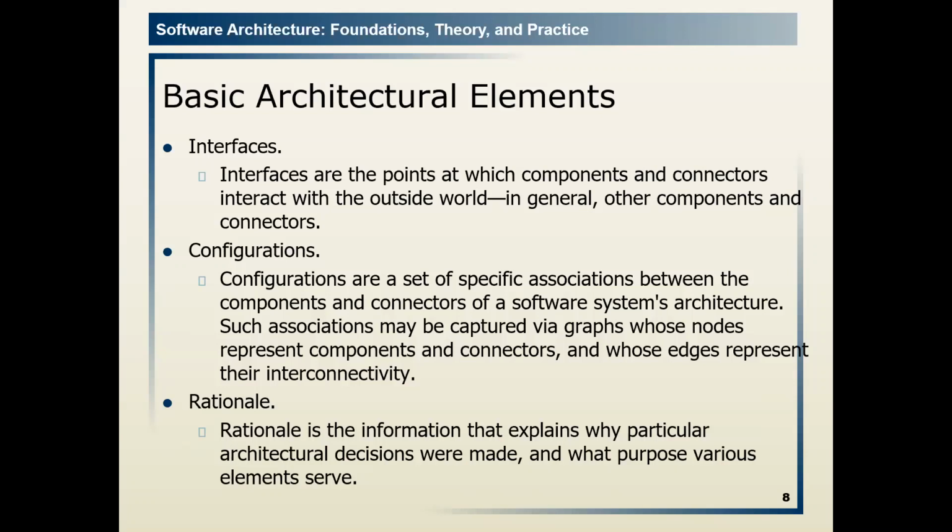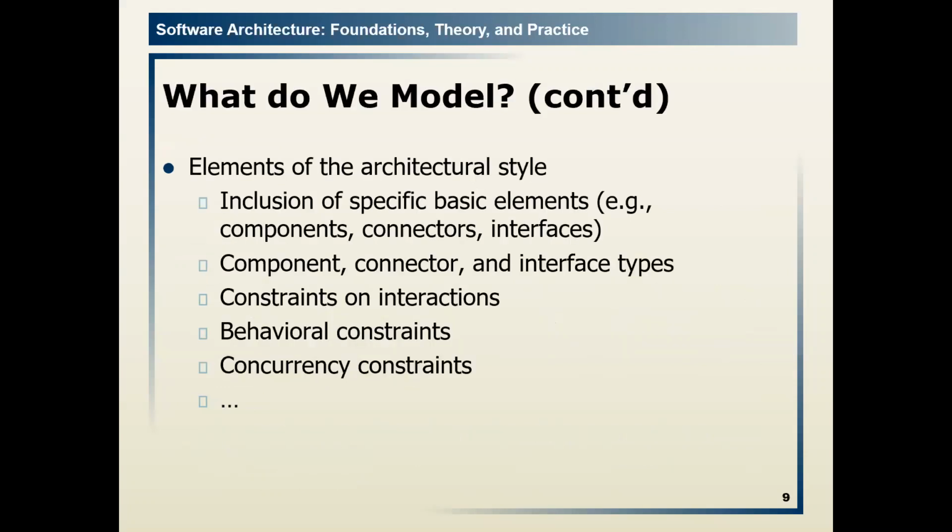Then the reasons behind, or the rationale, is the information that explains why particular architectural decisions were made and what purpose various elements serve. Then the elements of the architecture style include inclusion of specific basic elements. Now remember last week we talked about architectural styles. So there might be domain specific styles, software architecture, DSSA. So in a given domain, there might be some elements that are always used. So if you are following the domain specific style, it is a must that you use those elements. So that kind of architectural style decisions are there.